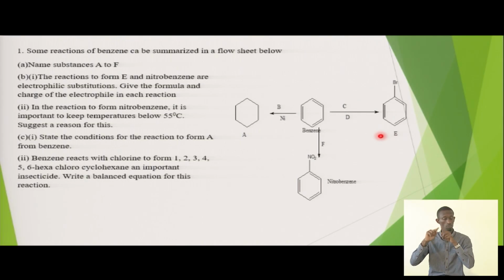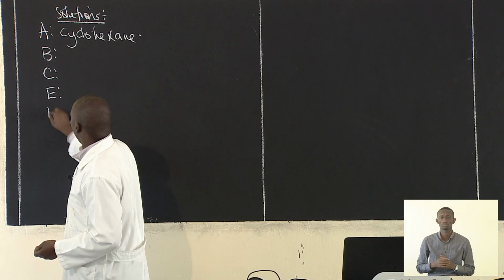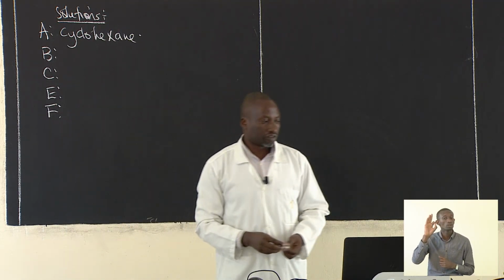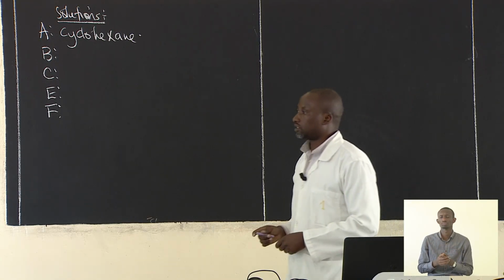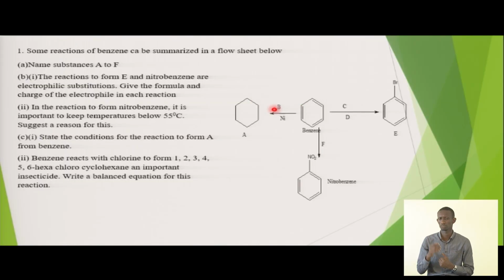We're supposed to name A to F, the substances. So we have A. B, what is this B? So we're supposed to name them. So this is the reagent. So this is B. What is B? And C, D, E, and F. So we're supposed to give the answers for those parts. So where is part B? Part B is this one. So this is the reagent that is used to hydrogenate benzene. So that is hydrogen gas.